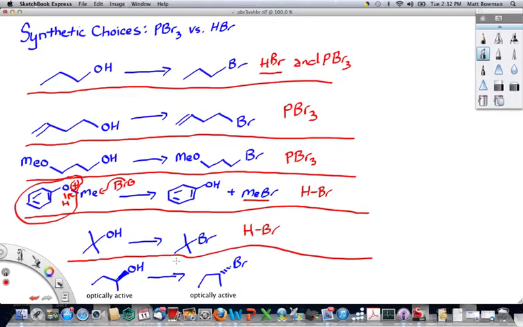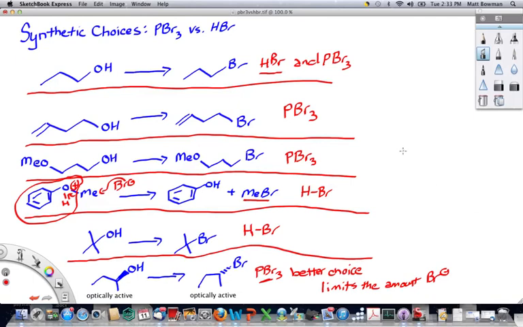Now, the bottom case. At first glance, you can pretty much use HBr and PBr3 interchangeably to get this transformation. But PBr3 is the far, far better choice. It's because PBr3 limits the amount of Br minus present at any one time.